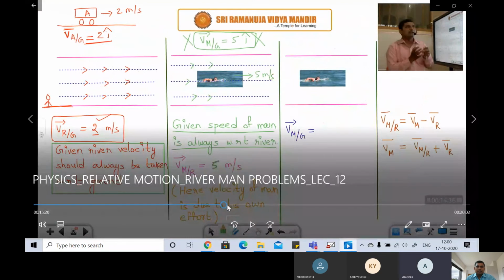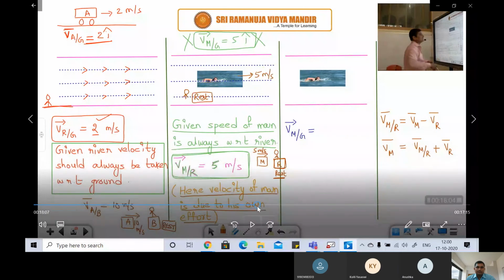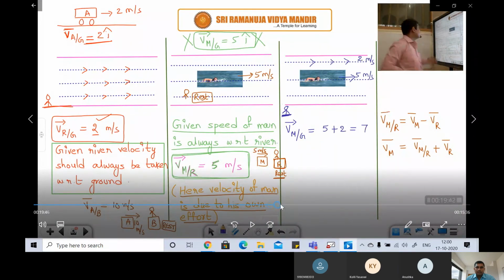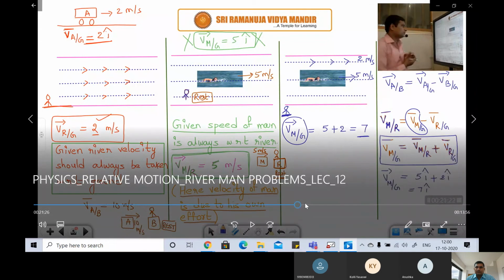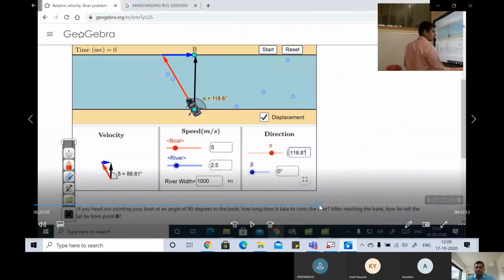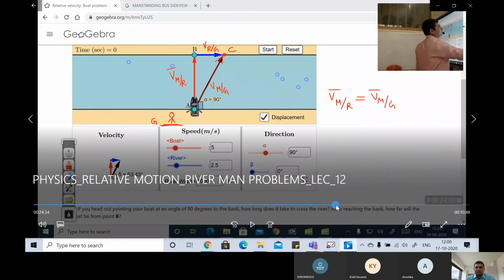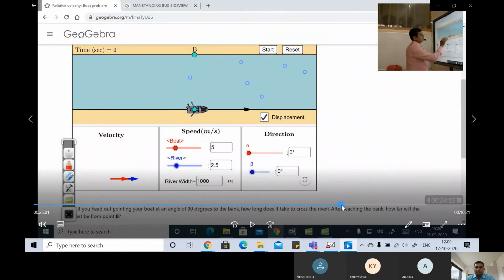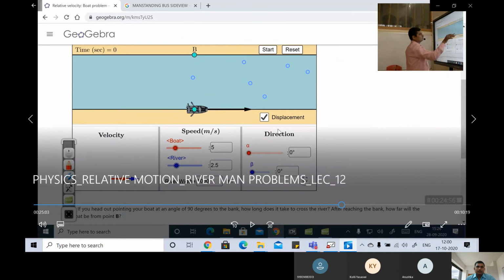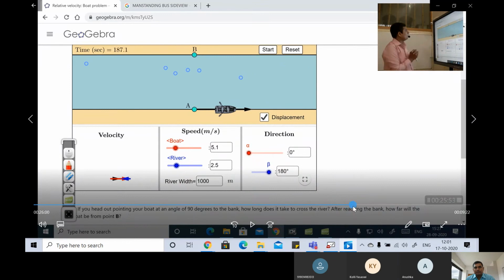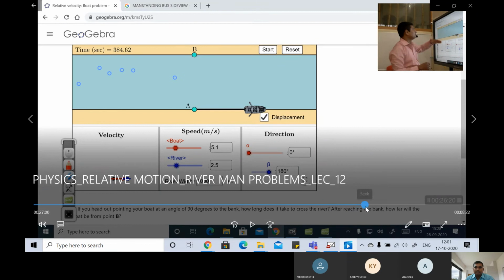Okay. So anyway, here this one I told. Here also you can see that river is flowing to the right side. The boat or man is also moving to the right side. So net velocity will be velocity of man with respect to river plus velocity of river with respect to ground. But suppose if the river is flowing in the opposite direction, then it is minus.